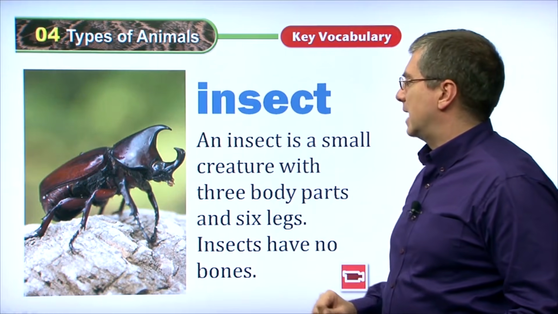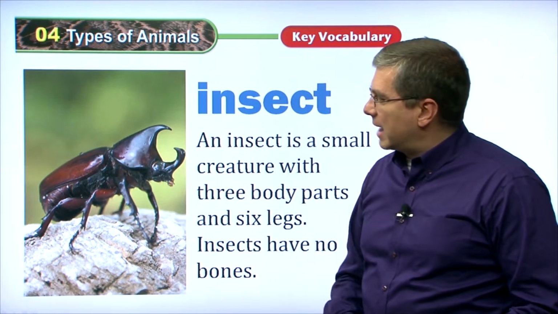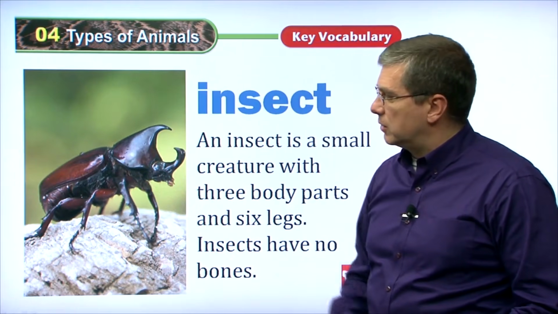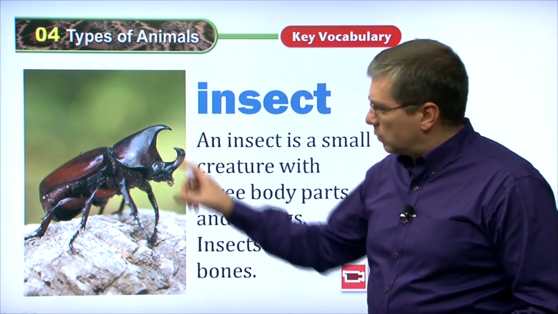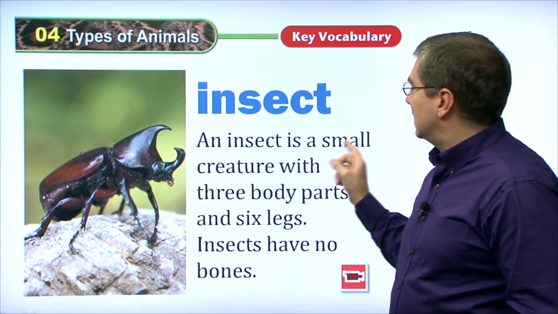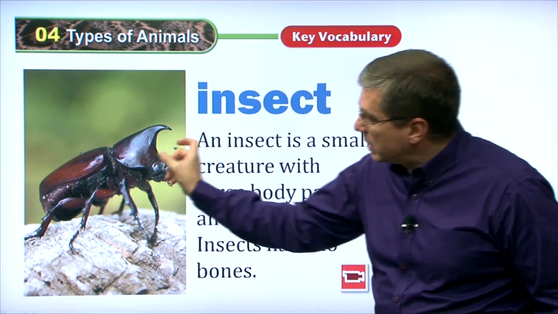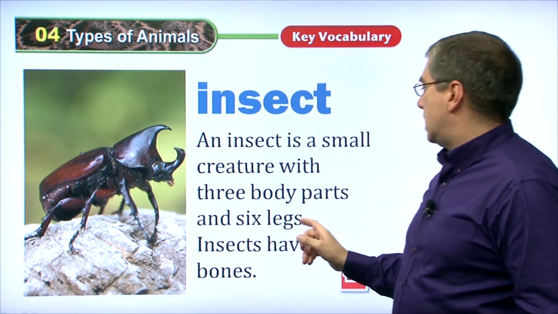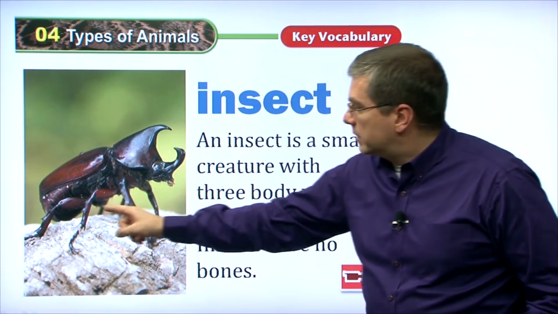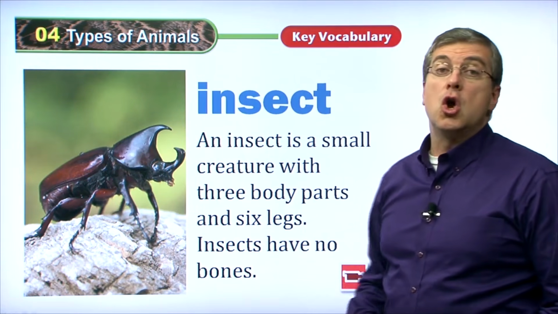But what are insects? This is a good picture of an insect. This is a stag beetle, right? Very impressive looking creature. But remember, he's not that big. He's a small guy. An insect is a small creature with 3 body parts. It has 3 body parts and 6 legs. 1, 2, 3, 4, 5, 6. 6 legs.